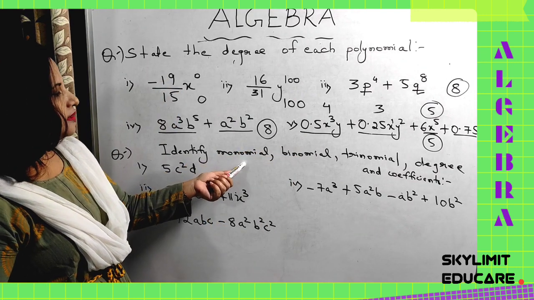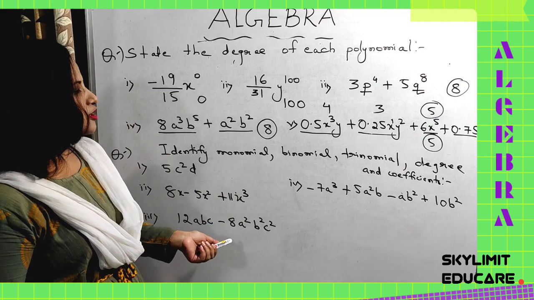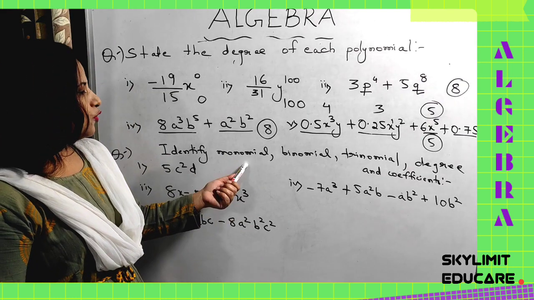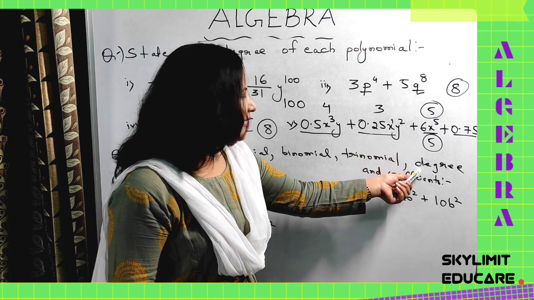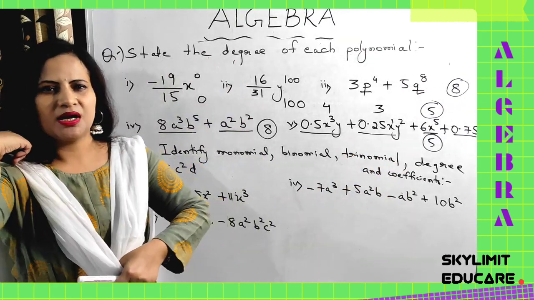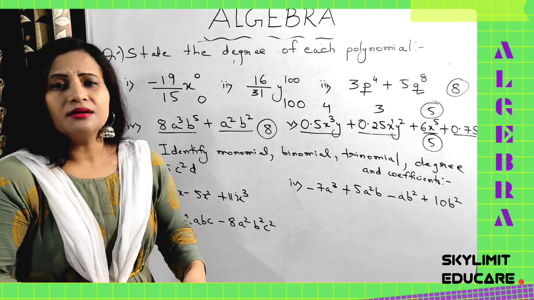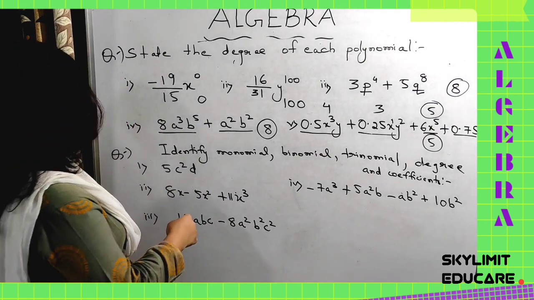Identify the monomial. From the given expressions, you have to find out which among these is a monomial, binomial, trinomial, and also find the degree and the coefficient. Also you have to identify the degree and the coefficient. So how are we going to solve this?